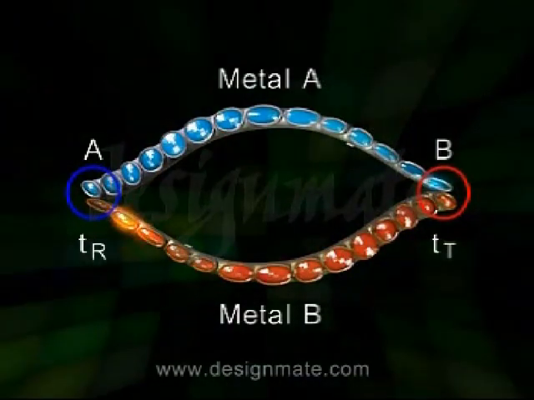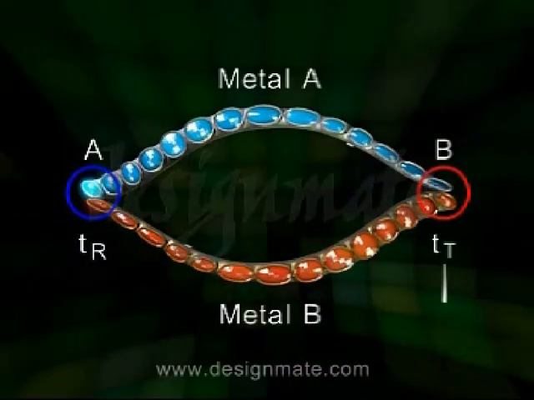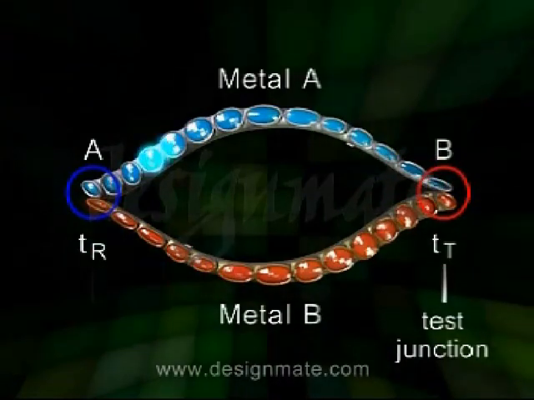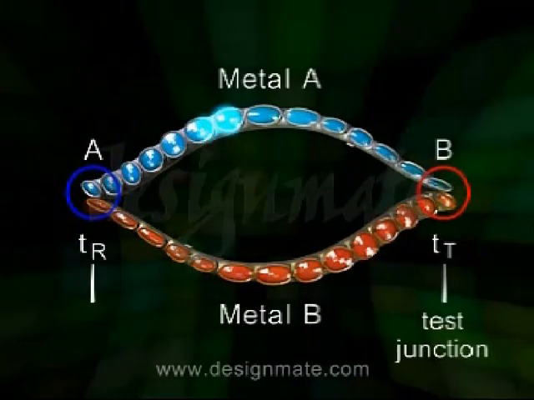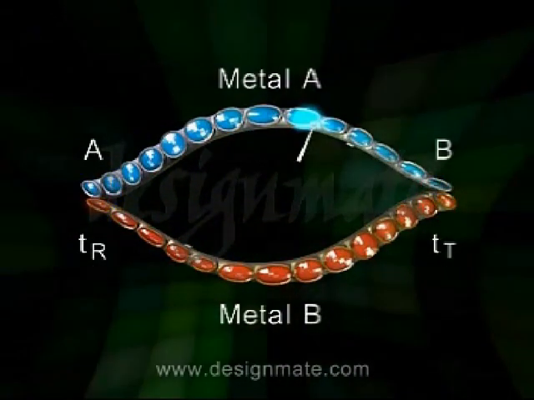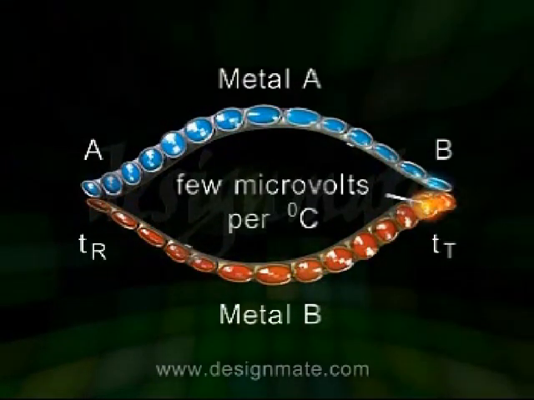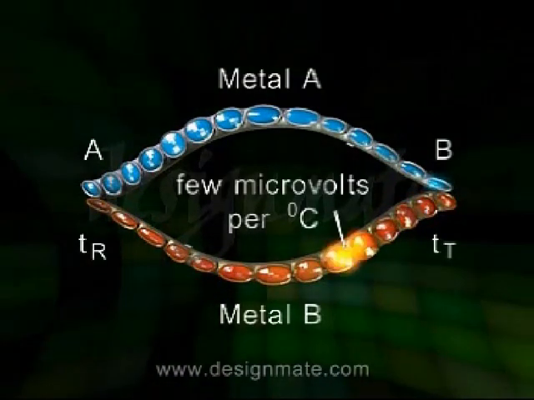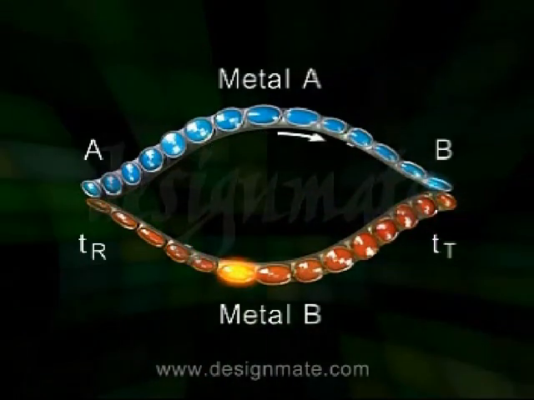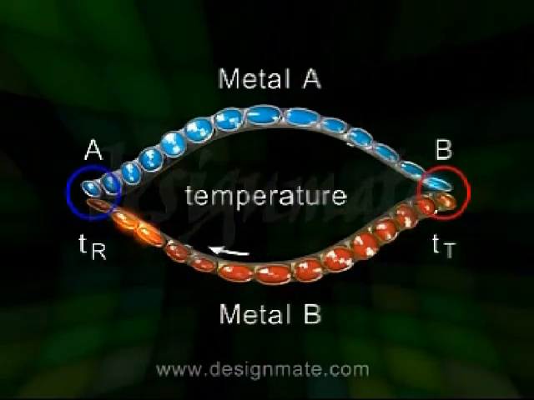Of the two junctions kept at different temperatures, the one kept at a higher temperature is usually called the test junction, and the one kept at a fixed lower temperature is called the reference junction. The EMF produced, called the thermo EMF, is of the order of a few microvolts per degree Celsius. Direction of the EMF depends upon the nature of metals and the temperatures of the junctions.